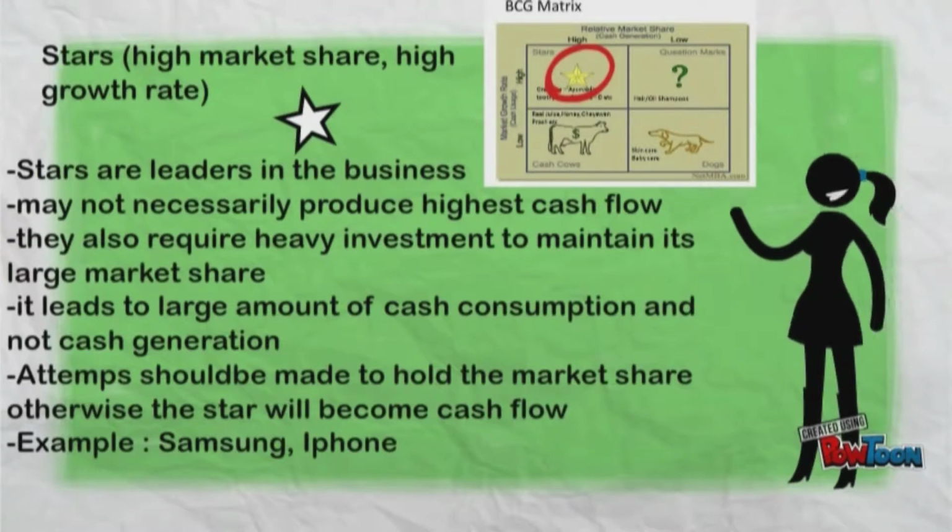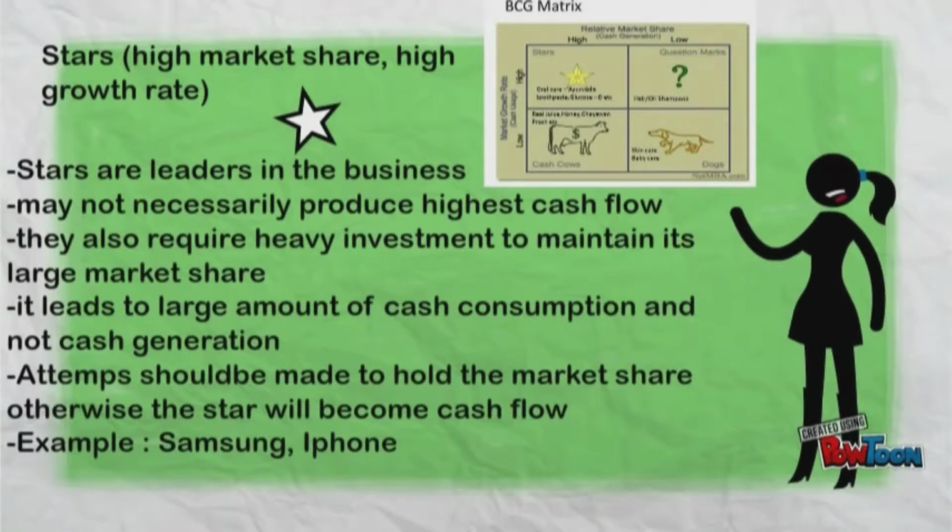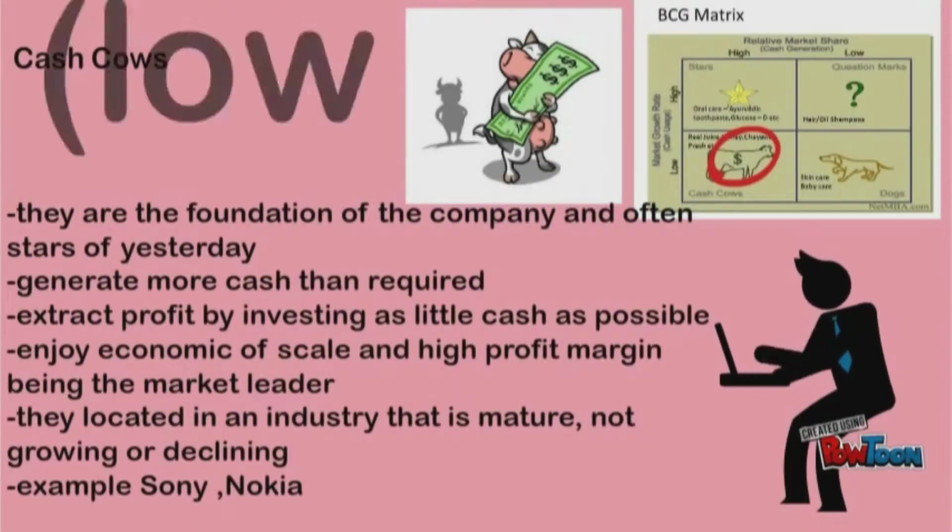Stars can eventually become cash cows if they sustain their success until a time when market growth rate declines. Companies are advised to invest in stars, for example, Samsung or iPhone.